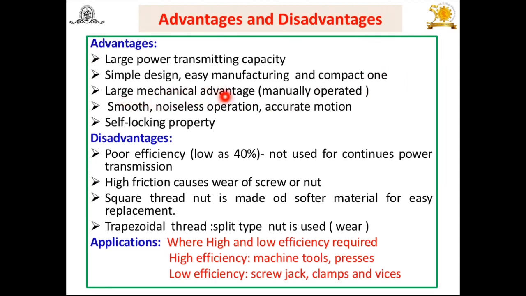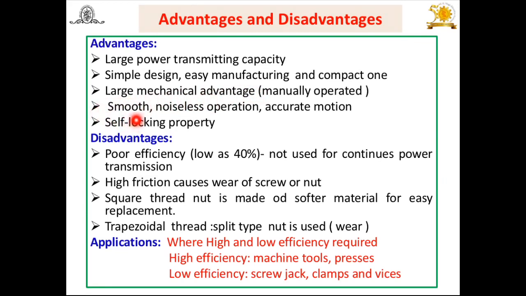Then you will find a large mechanical advantage through manual operation. Large mechanical advantage means, take the example of the screw jack. To lift the vehicle for maintenance or other purposes, by putting in a small effort, we can lift the maximum weight, and that is the large mechanical advantage. That means a load of 15 kilonewton can be raised by applying an effort of 400 newton. Why 400? Because a human being can put in that effort. That's why through this 400 newton we can lift a 15 kilonewton load.